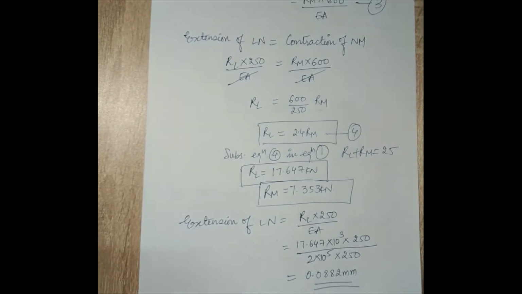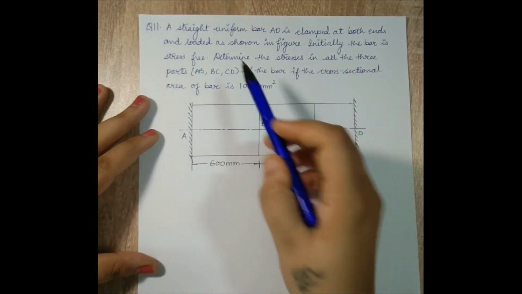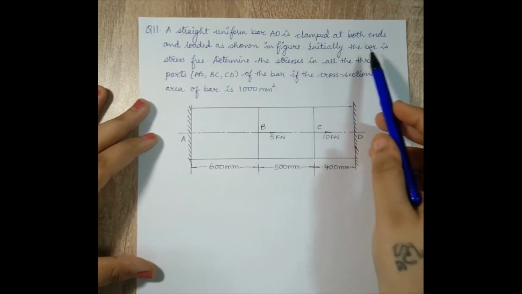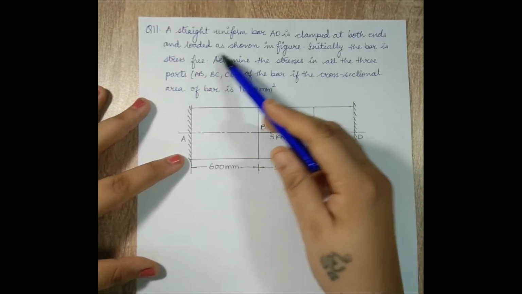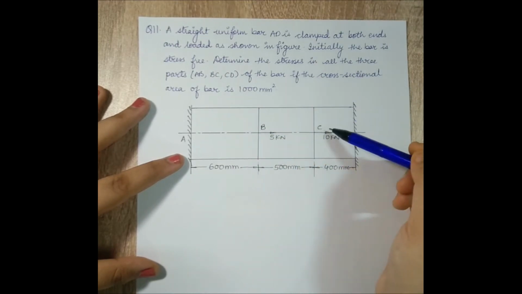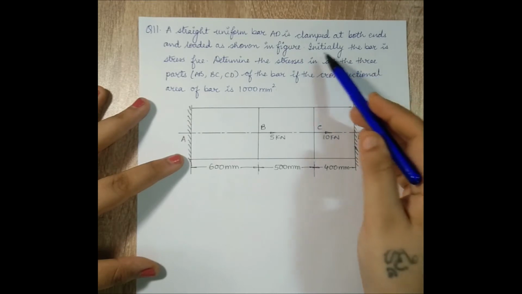So this is how I solve this numerical. Now let's take up another one. A straight uniform bar AD is clamped at both the ends. You can see both the ends are fixed over here and loaded as shown in the figure. At B and C there is a load of 5 and 10 kilonewton respectively.